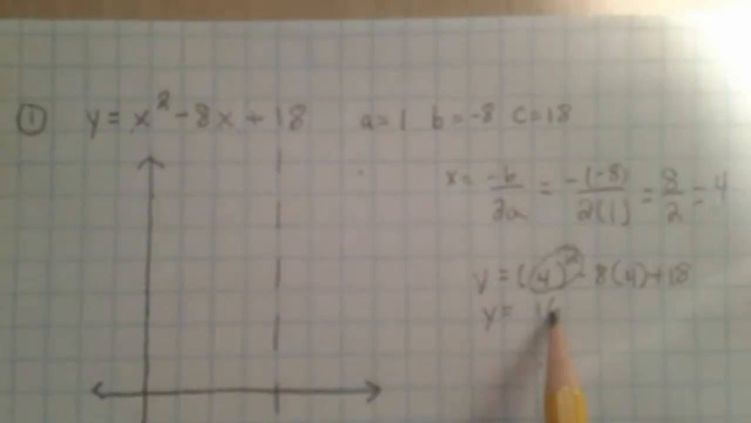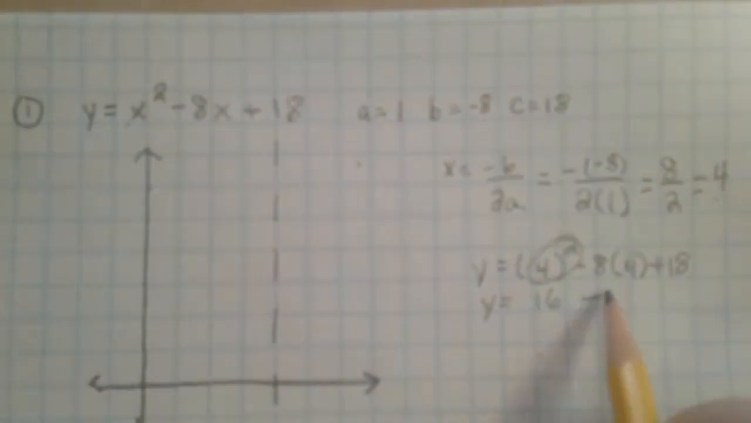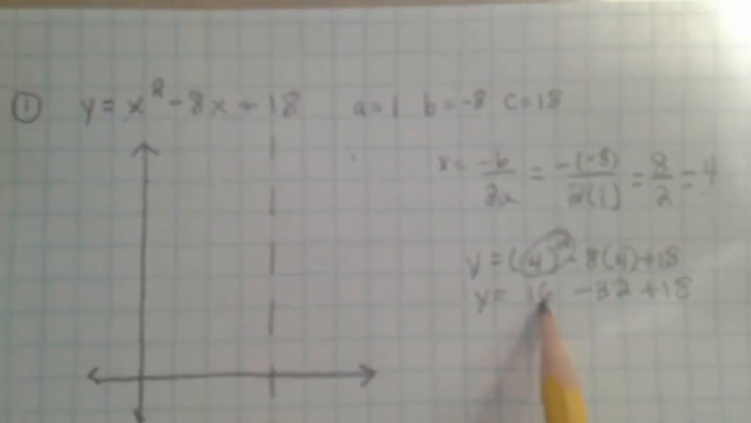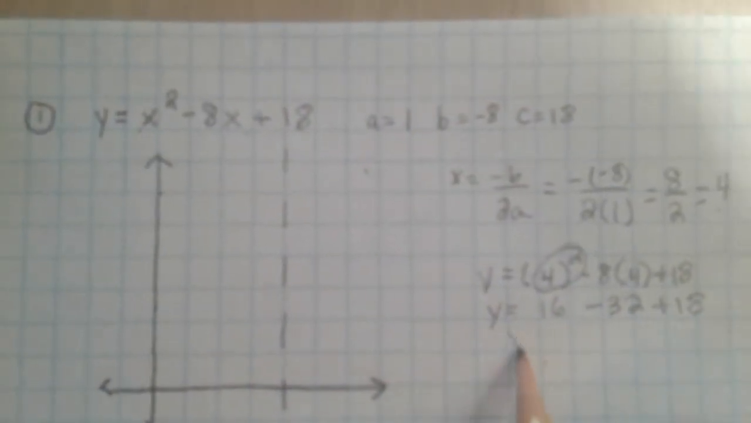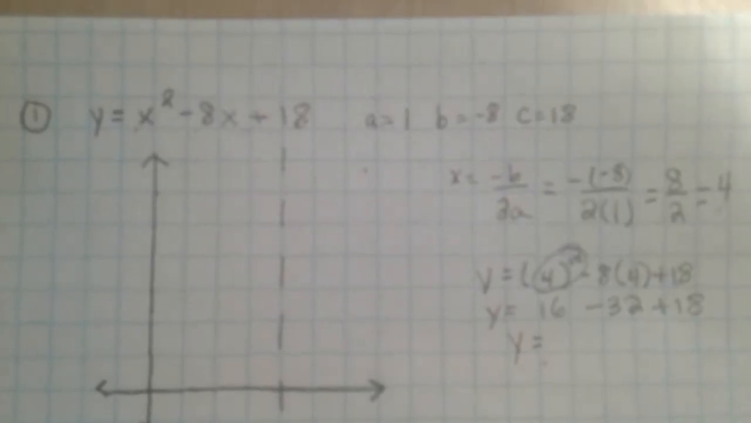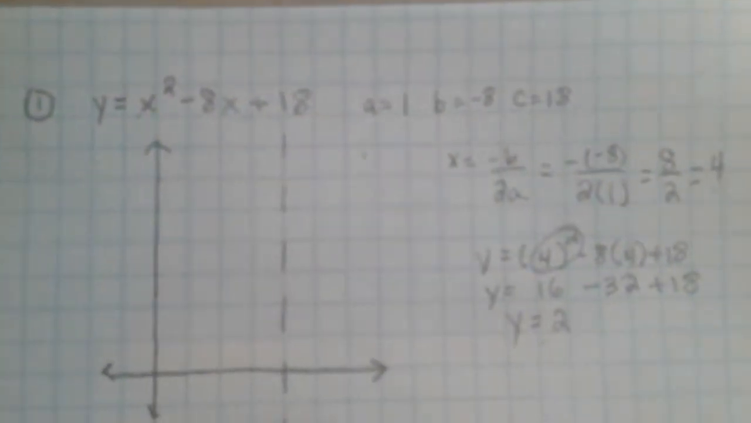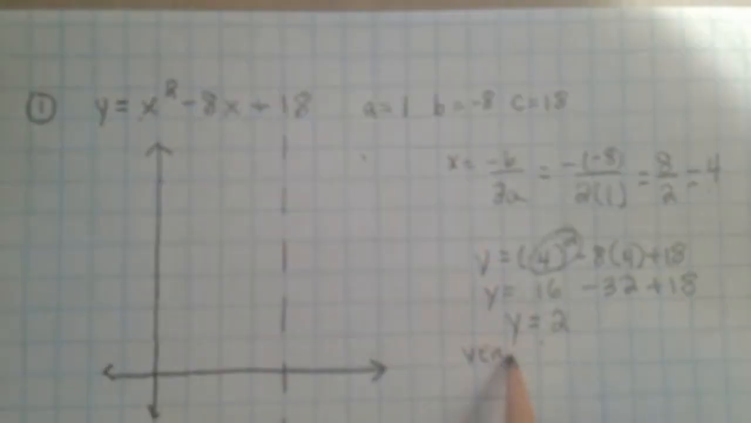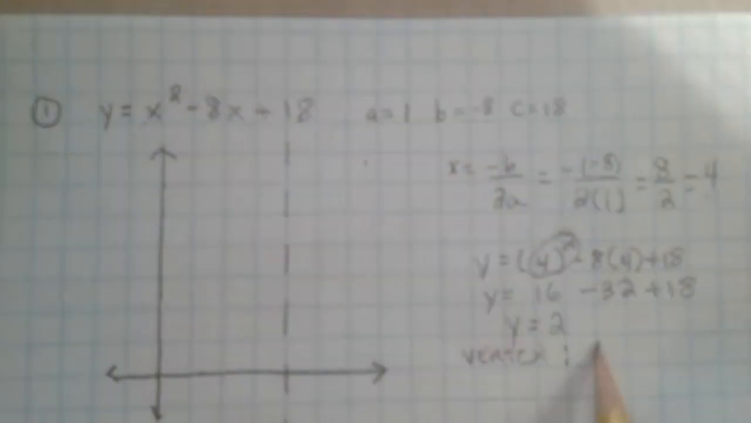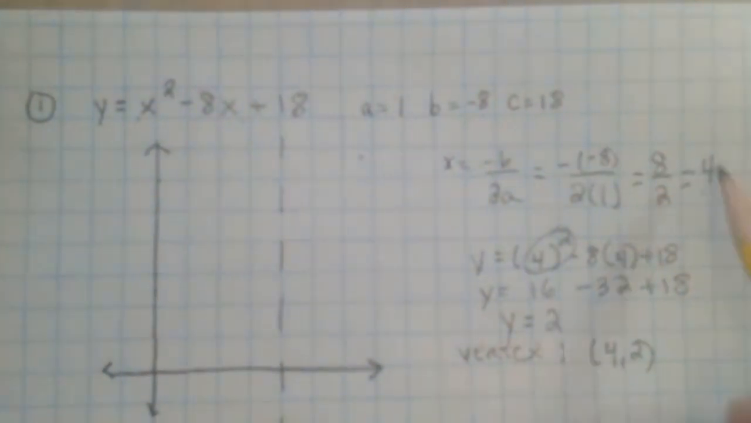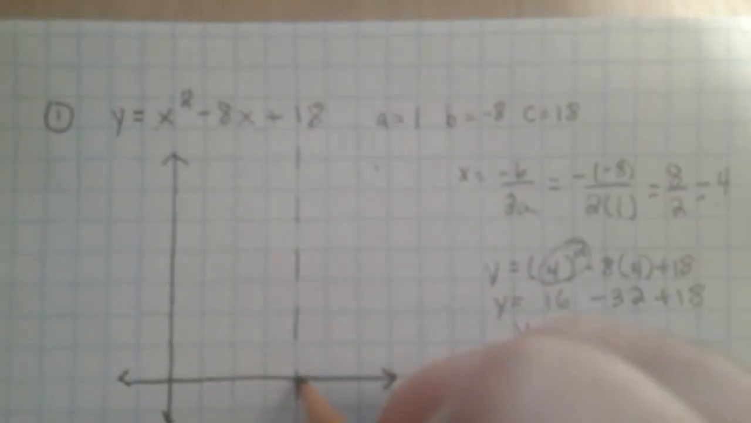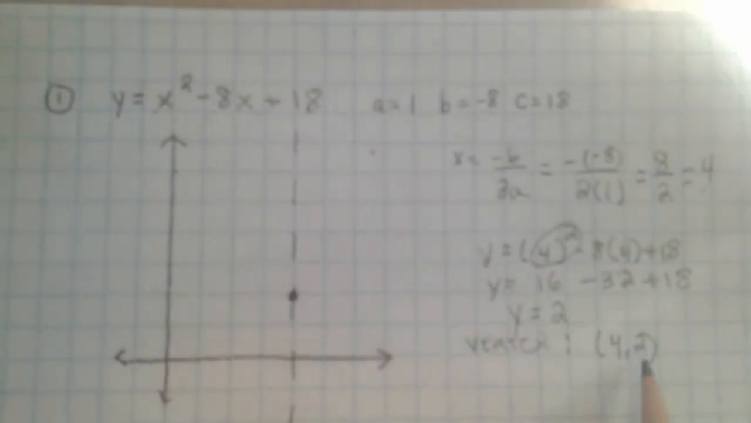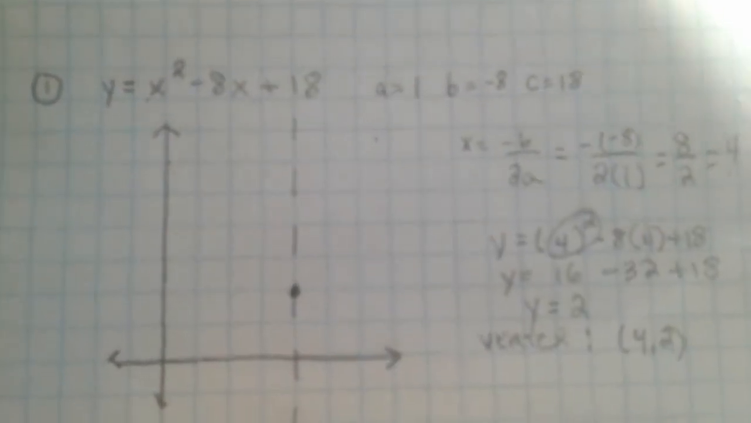4 squared is 16. -8 times +4 is -32. Plus 18. So we have 16 minus 32 plus 18. If we combine those numbers, we will get y equals +2. Much easier to use the calculator for that, though. So that allows me to find my vertex. So my vertex is going to be +4, +2. 4, 2. So I come over to my dashed line. I plot the point 2 up, because the y coordinate is 2.